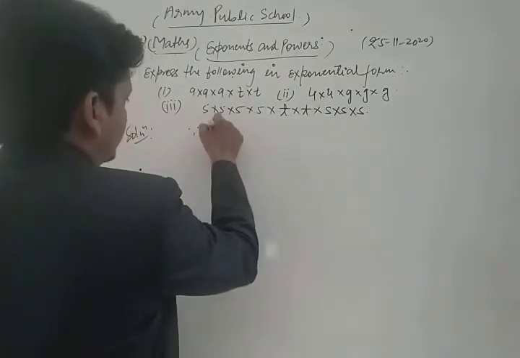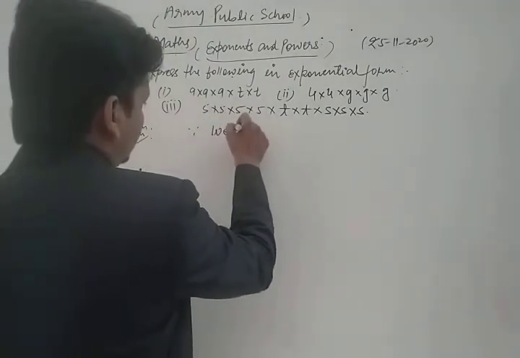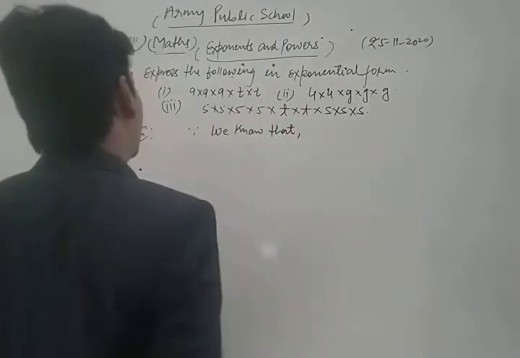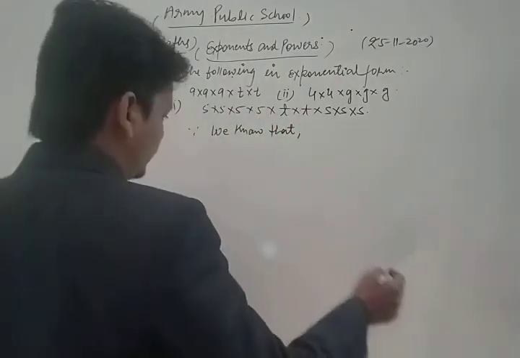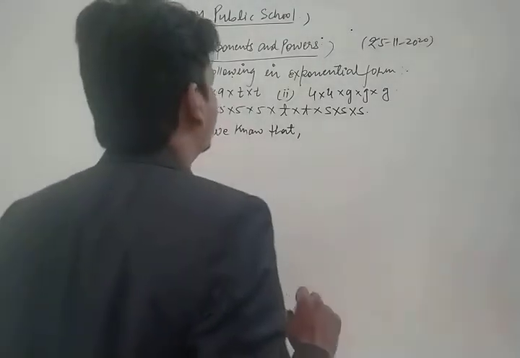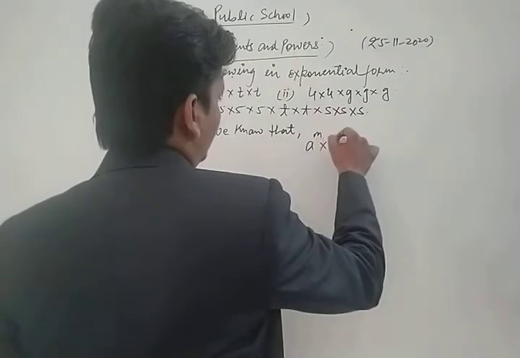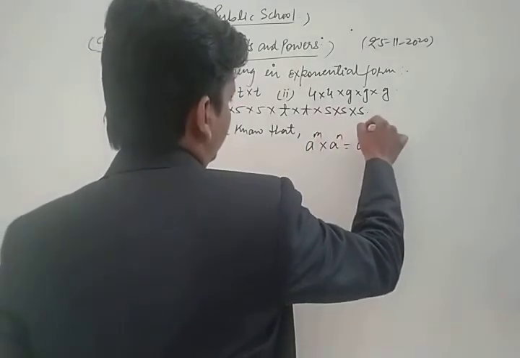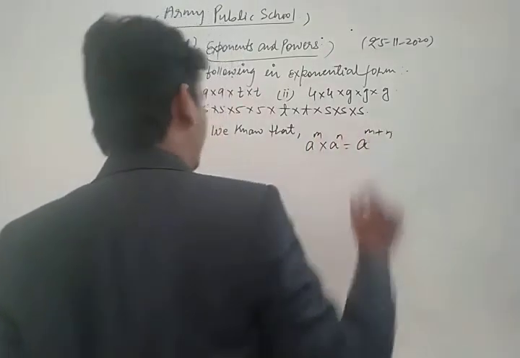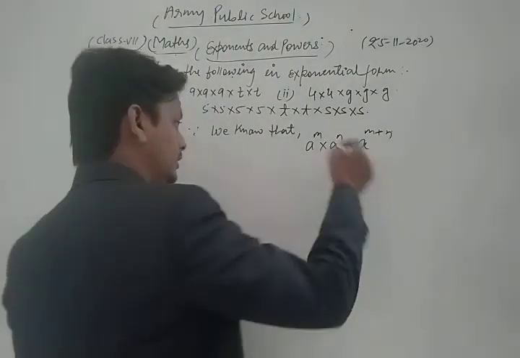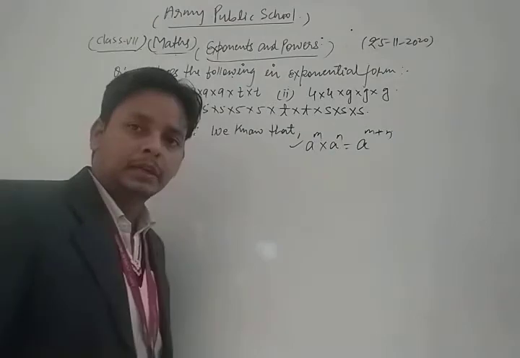First of all, we know that a to the power m into a to the power n is equal to a to the power m plus n. We write a to the power m into a to the power n in the form of a to the power m plus n.